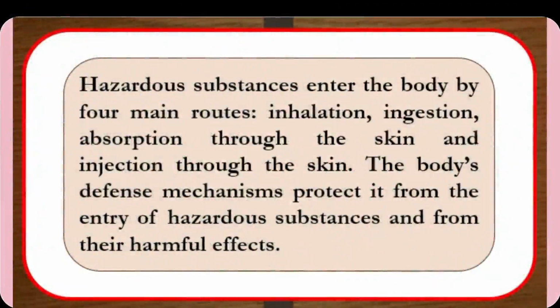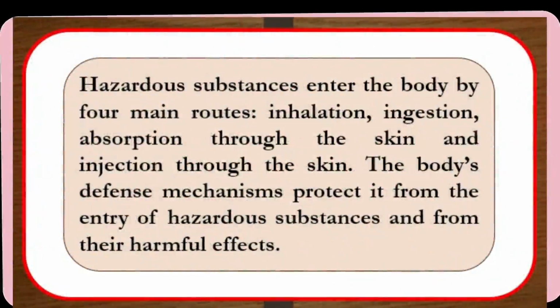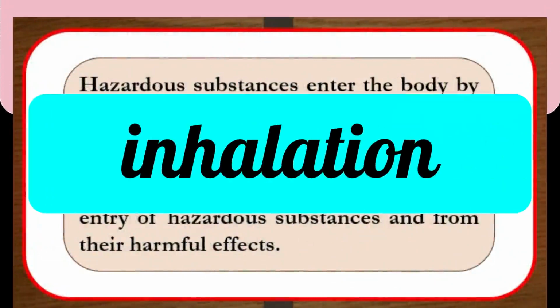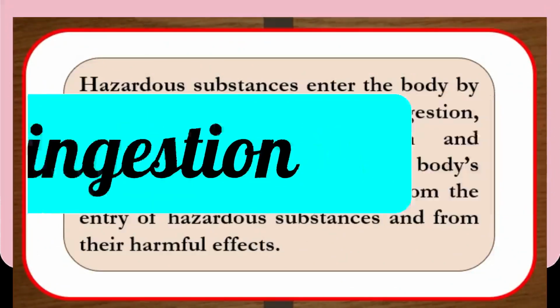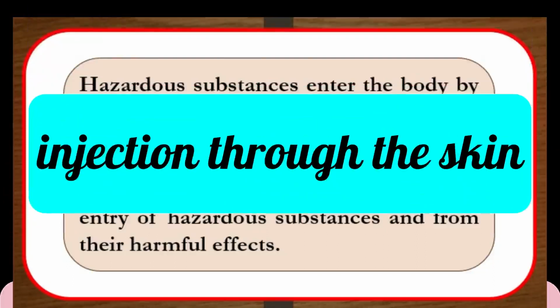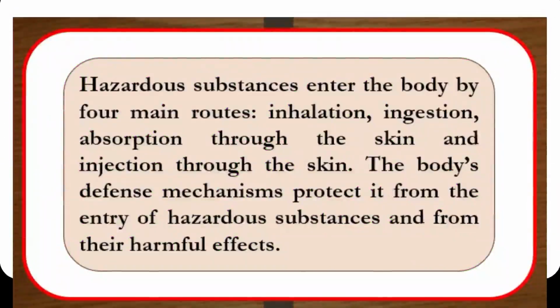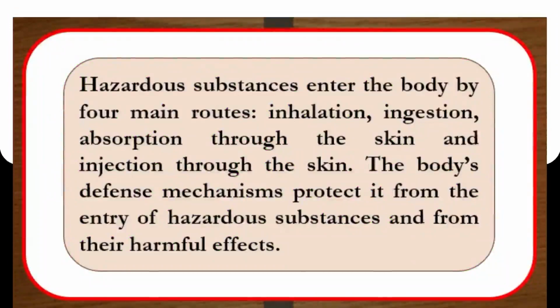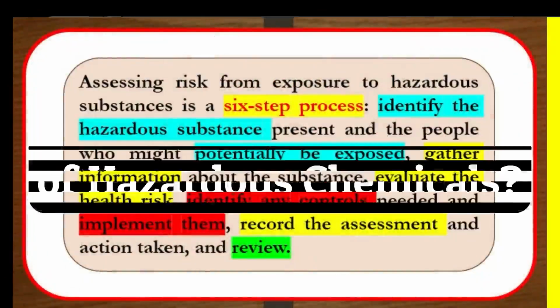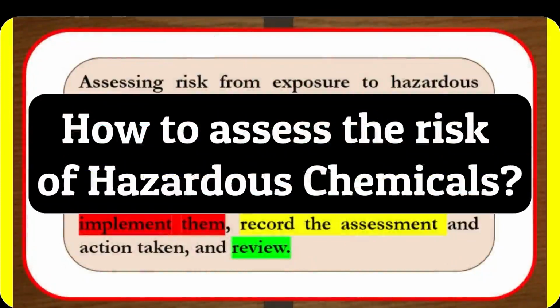Here, you need to know hazardous substances enter the body by four main routes: inhalation, ingestion, absorption through the skin, and injection through the skin. The body's defense mechanisms protect it from the entry of hazardous substances and from their harmful effects. The most important question is how to assess the risk of hazardous chemicals.